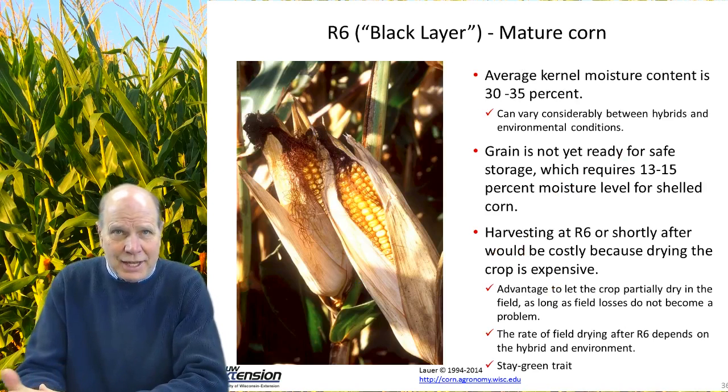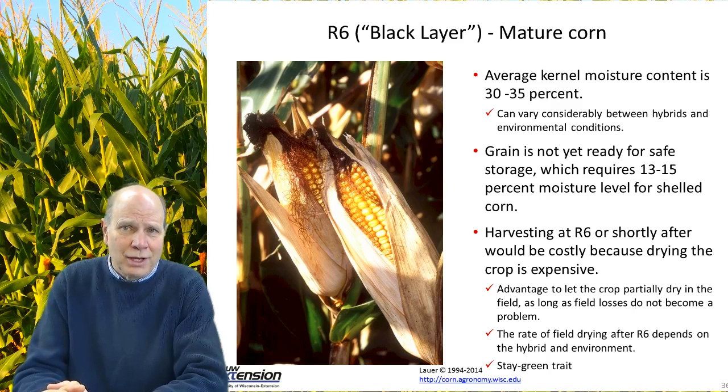Again, this last stage is the black layer stage. I mentioned before that the first 7 to 10 days of this grain filling period is just cell division. After that, we increase grain yields about 4 bushels per acre per day. It's about a 40-day period where there's a linear increase in grain yield. And then the last 10 days or so, it levels off and basically goes through a maturing and dry down process, the last 10 days after about R5.5 or so.